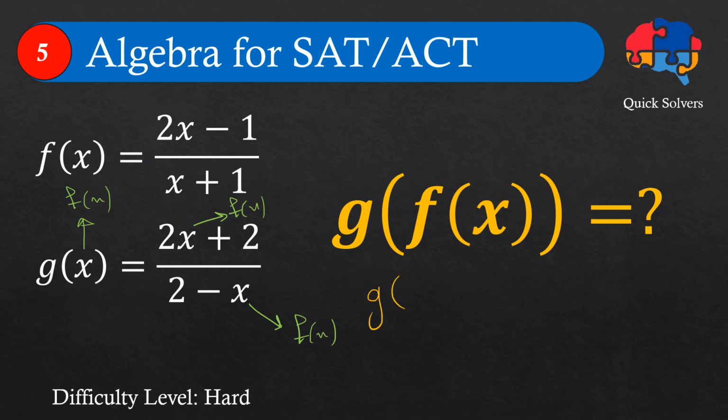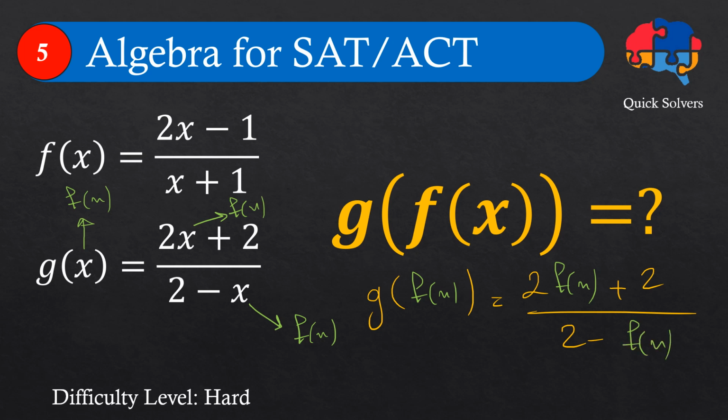So g of f of x equals 2 times f of x plus 2 over 2 minus f of x. Okay, and then in the next step I should replace every f of x here by the expression, or by the definition of f of x.